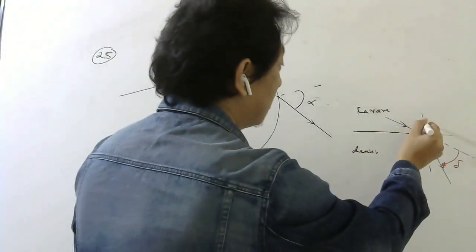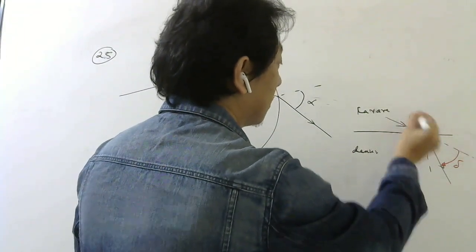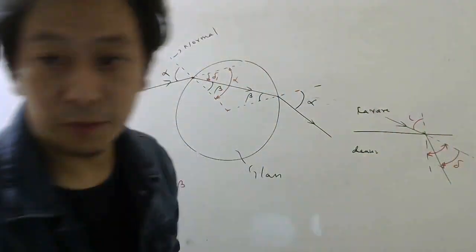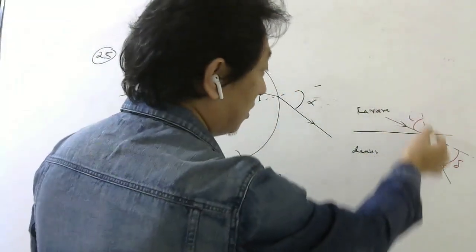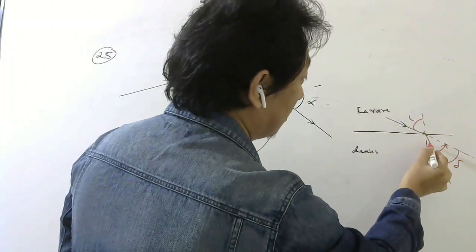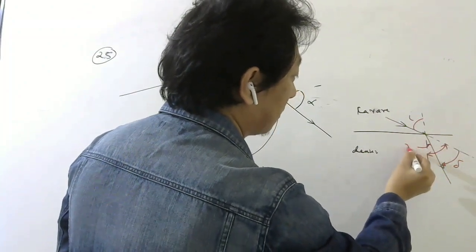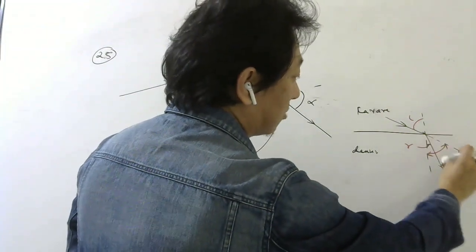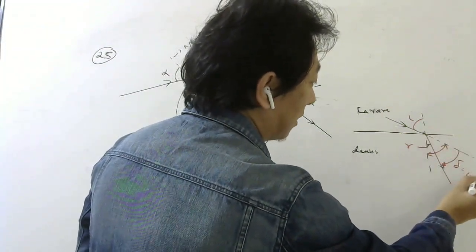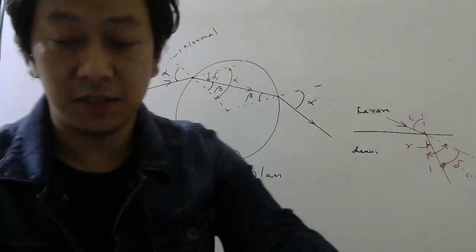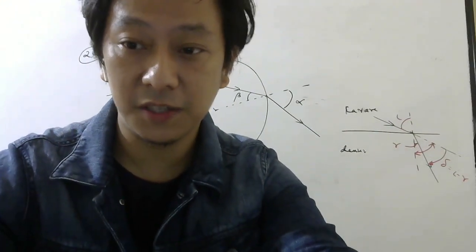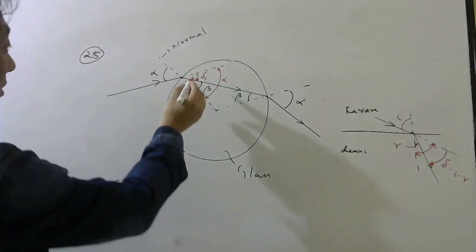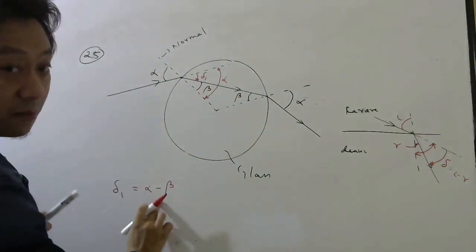Now look here, if this is I, this is also I, vertically opposite, yes or no? This is the normal, this is a straight line, and this is your R. So out of this angle I, this much is R, so the remaining will be I minus R. That much deviation happens when light travels from rarer to denser. So deviation here means I minus R, that is alpha minus beta, correct?